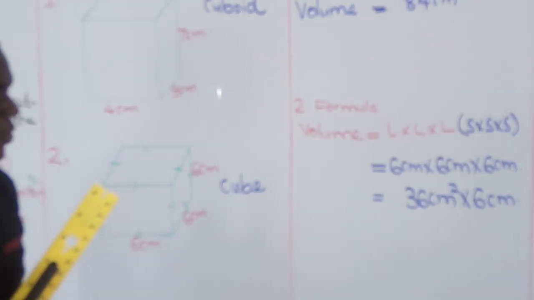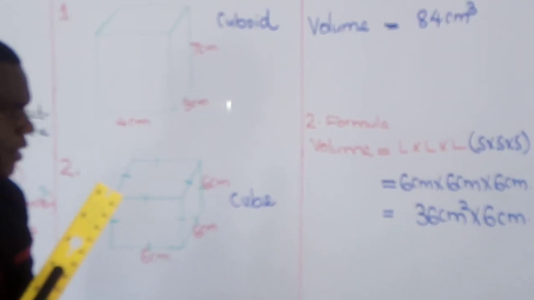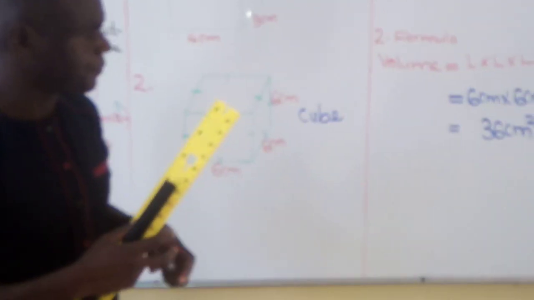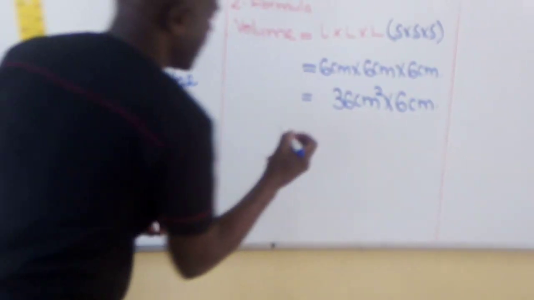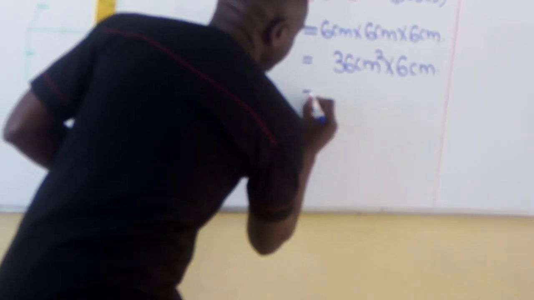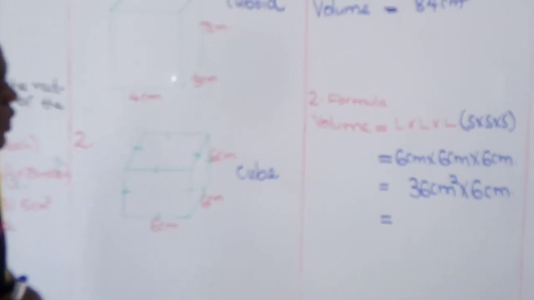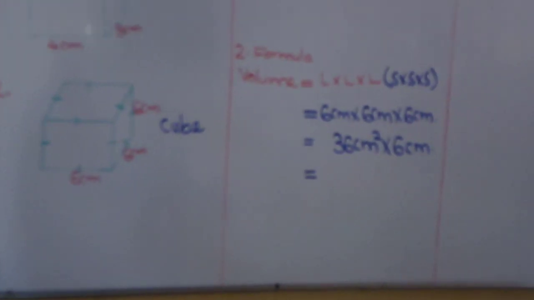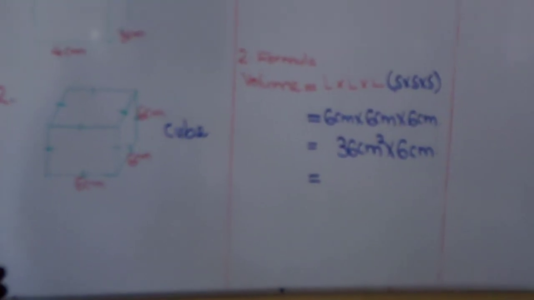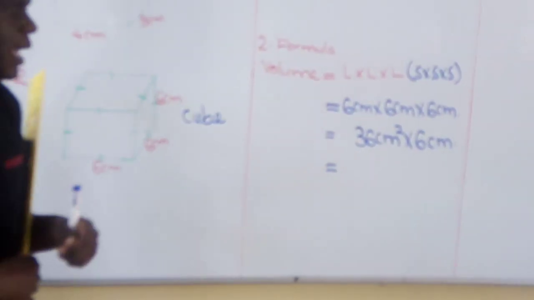I hope you are following. What would it become? Abu Bakr, what will we get when we multiply 36 multiplied by 6? Just take your time and work it out.